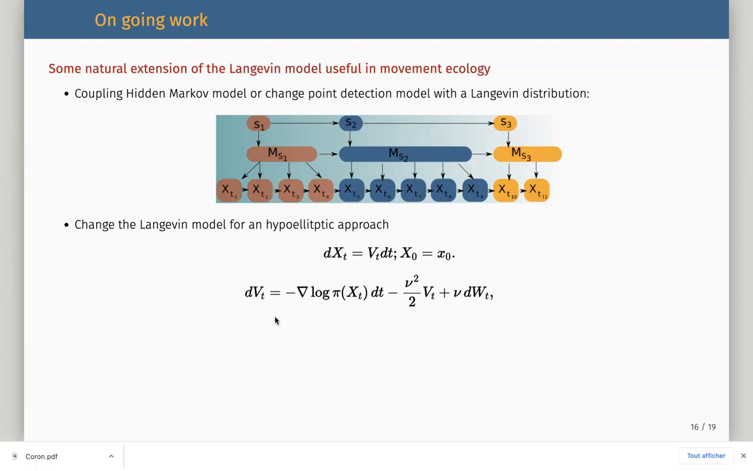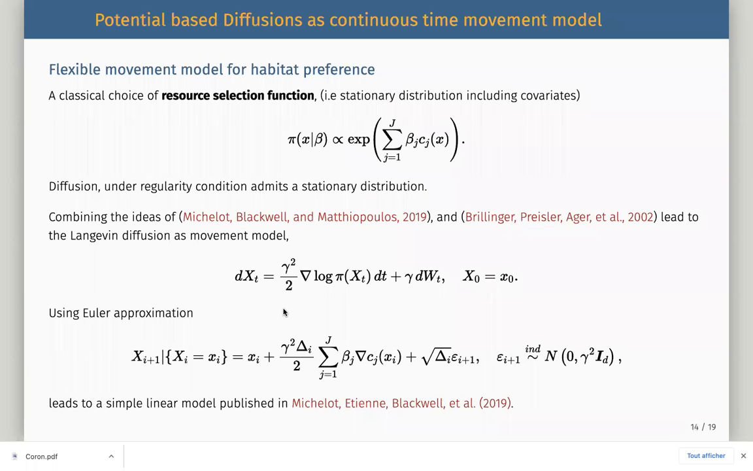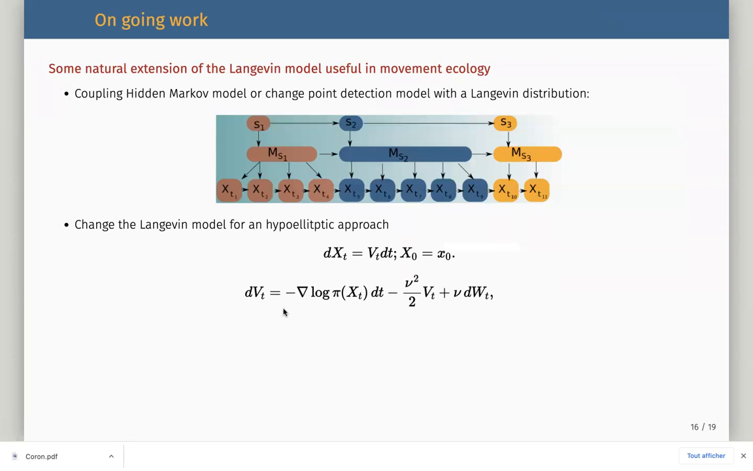And the other idea we are currently working on is that maybe it's a bit difficult to assume this. We have a very unsmooth trajectory when you model the speed and the position by this stochastic differential equation. So maybe it's a better idea to think that the environment does not directly change the position, but the speed.